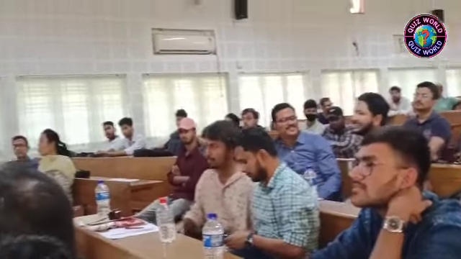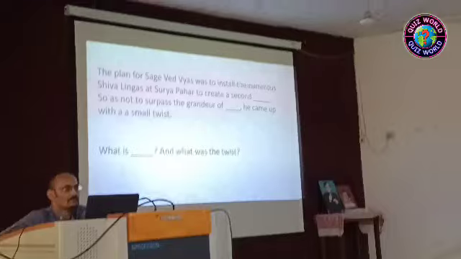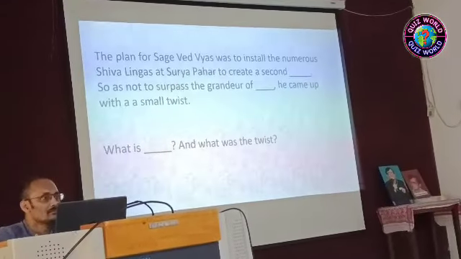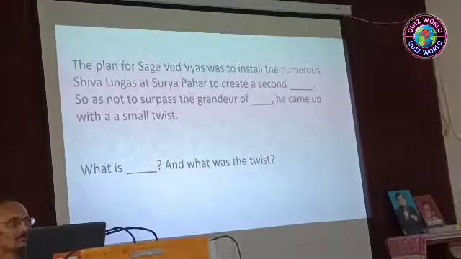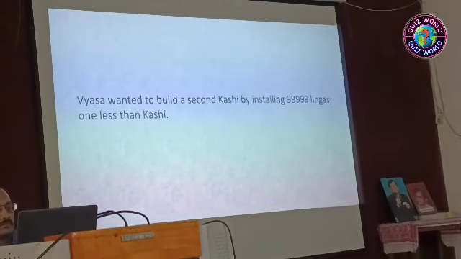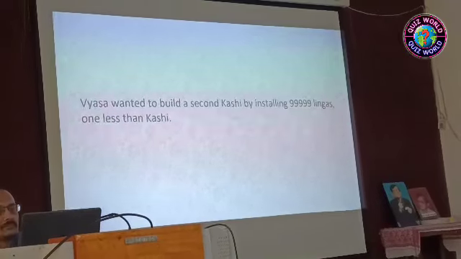Kashi? Yeah? He plumbed 99. Okay. And the 9th, okay. He did not plumb one. Exactly. Brilliant answer. That's what he did. He wanted to build this second Kashi, but instead of building that 1 lakh or whatever, he made one less. Okay. One less linga. And that is why it is less than Kashi, okay? So this is what he did. Good answer.